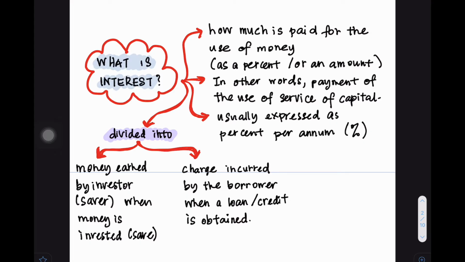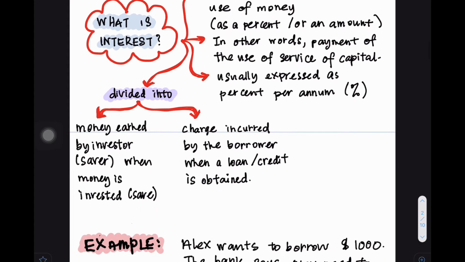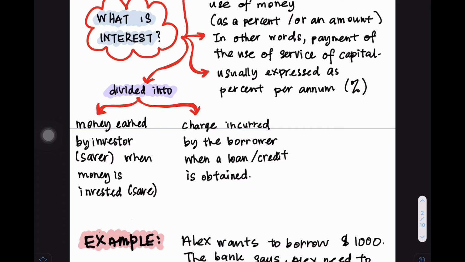So usually interest is expressed as percent per annum. Maksudnya selalunya kita akan express interest ni dalam bentuk percentage per year. Maksudnya setahun berapa persen interest yang awak akan di-charge, sama ada awak meminjam atau awak melabur duit. So interest can be divided into two things. The first is money earned by the investor when money is invested.